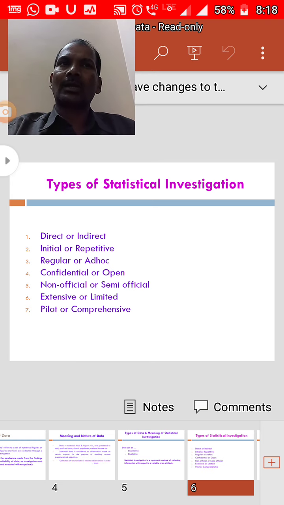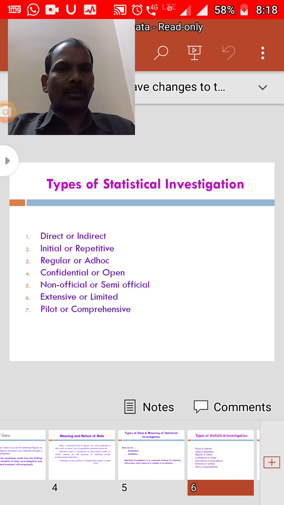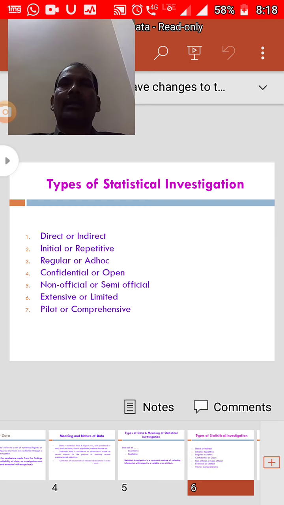Statistical investigation may be of the following types. There are certain types of statistical investigations recognized. One is direct or indirect. If the data are collected directly from the respondents concerned, it is called direct investigation. On the other hand, if the data are collected from third parties other than the respondents, then that is called indirect investigation.